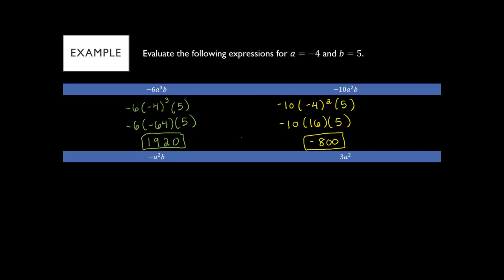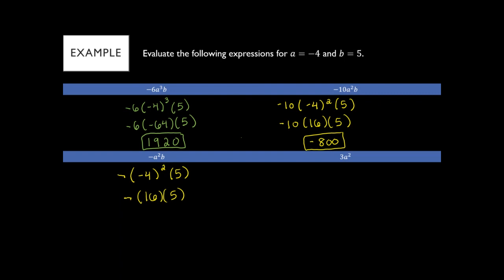Bottom left, -a squared b. So I've got a negative sign. Then I have a squared. So a is -4. Then I square it. And then b is 5. So we have this negative and then the parentheses -4 squared stuff that we were seeing before. Remember, exponent comes first. So I need to square the -4 first. And that gives me a positive 16. So I have a negative, then I get 16, and then I get 5.